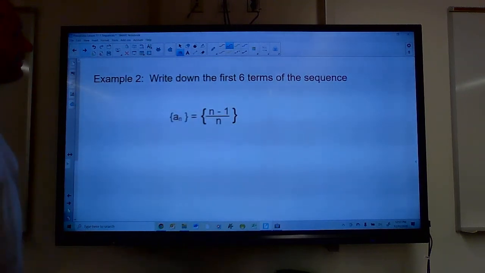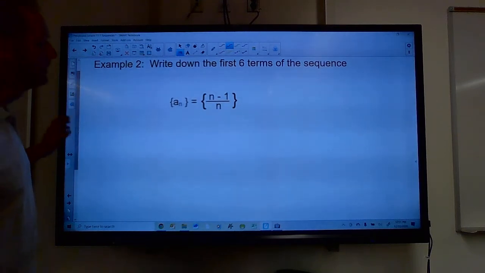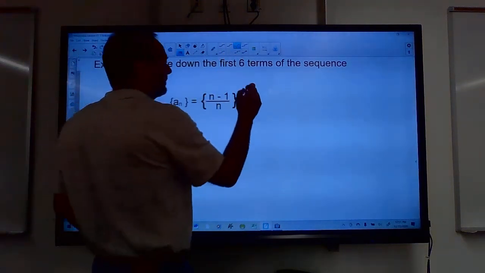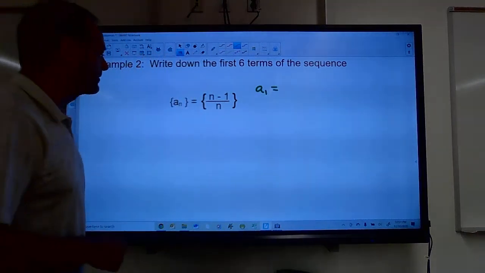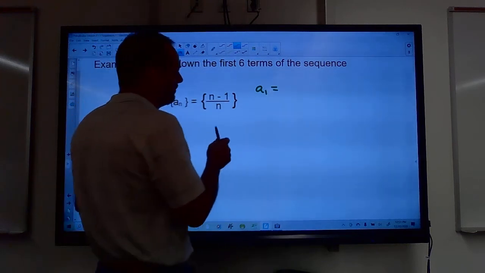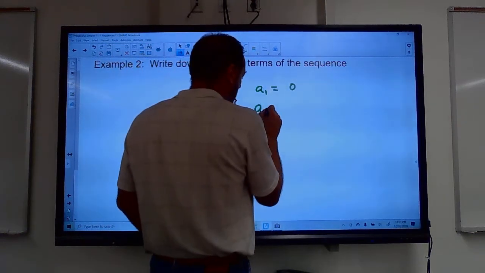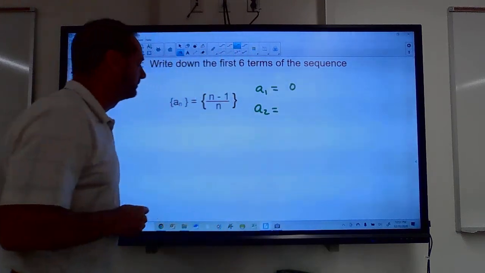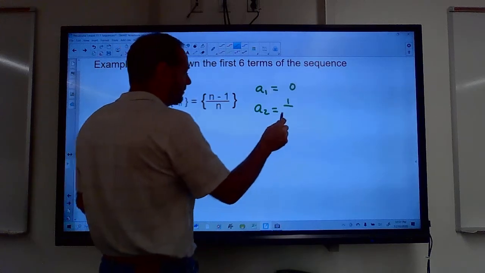So we're going to write down the first six terms of the sequence a sub n equals n minus 1 over n. So we write that like this. A sub 1 is the first term of the sequence. So I would plug in 1 here. And that'd be 1 minus 1 would be 0 divided by 1, which would be 0. A sub 2, I would plug in 2. So that'd be 2 minus 1 would be 1 over 2.